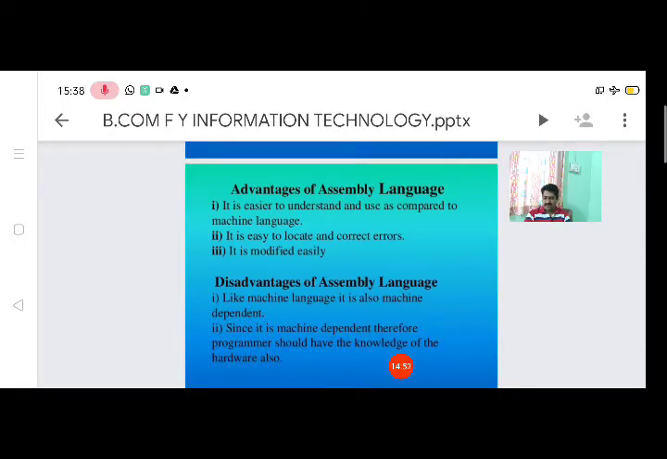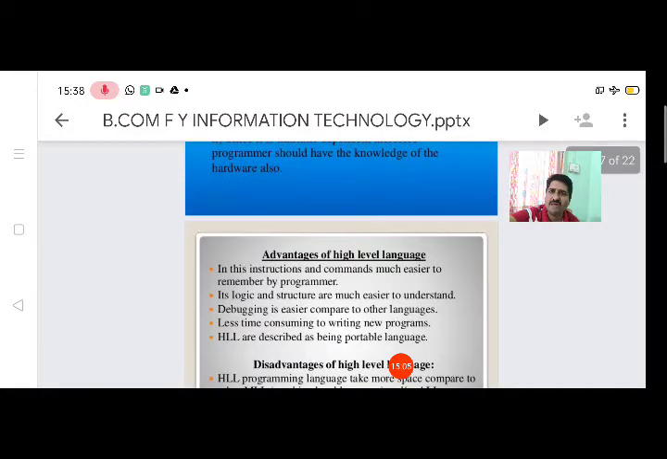But because of its speed, it is the most used low level language till today, which is used by many programmers. These are some advantages and disadvantages.